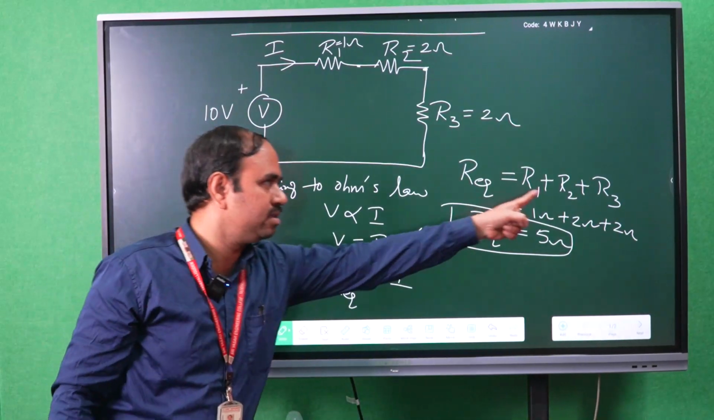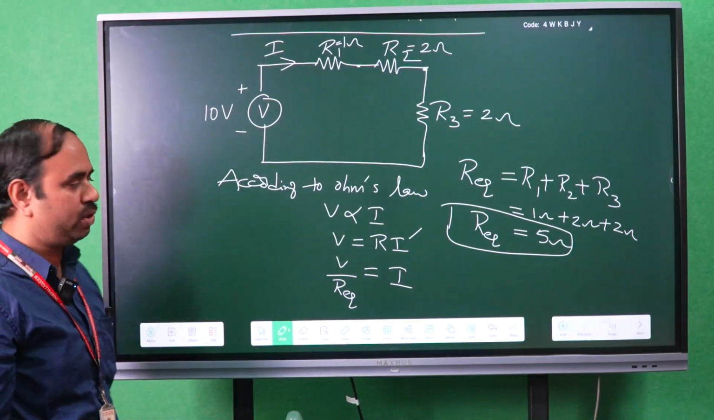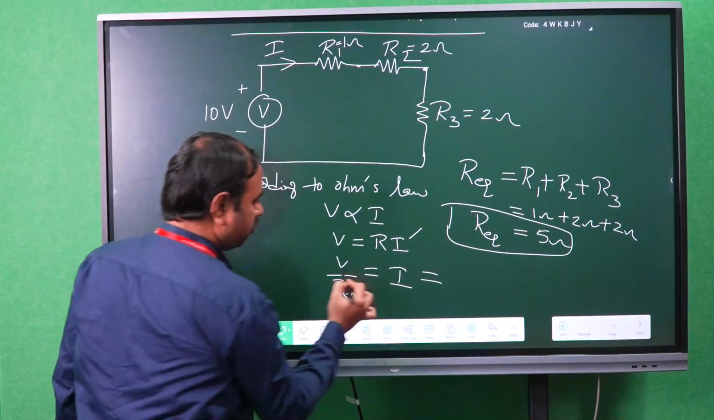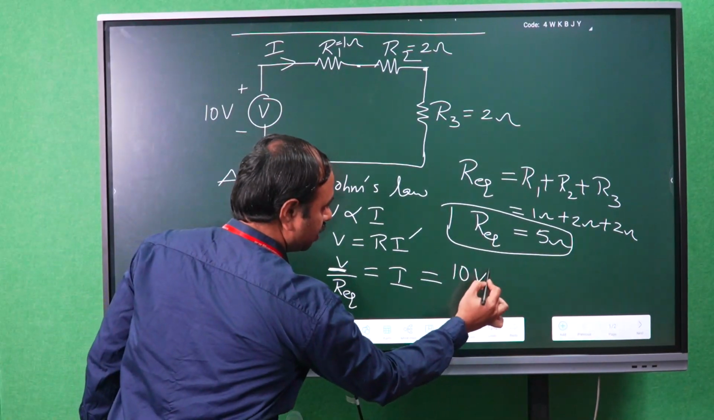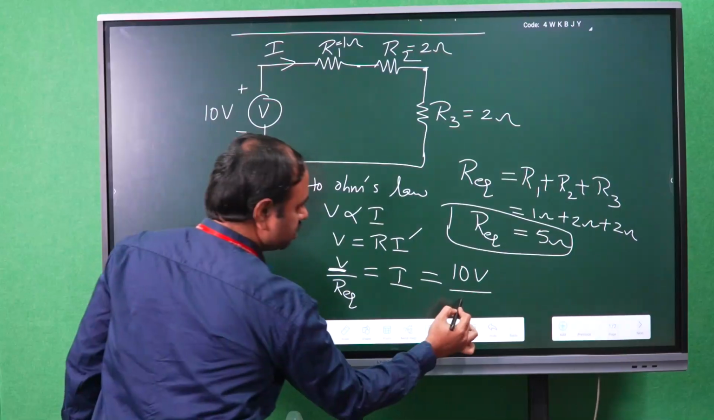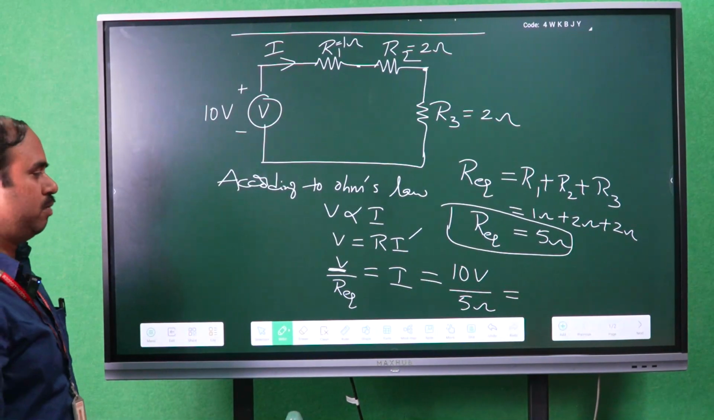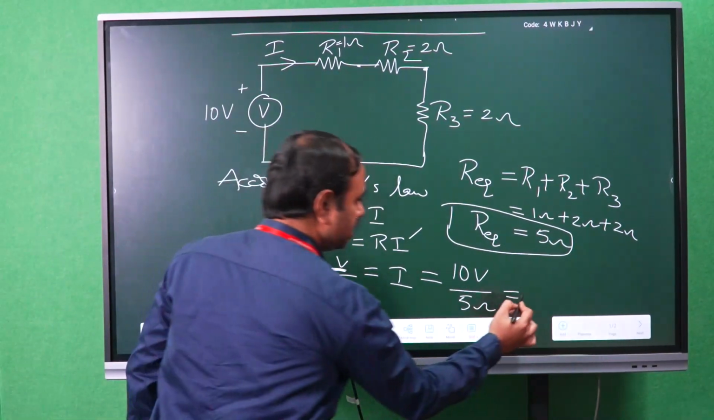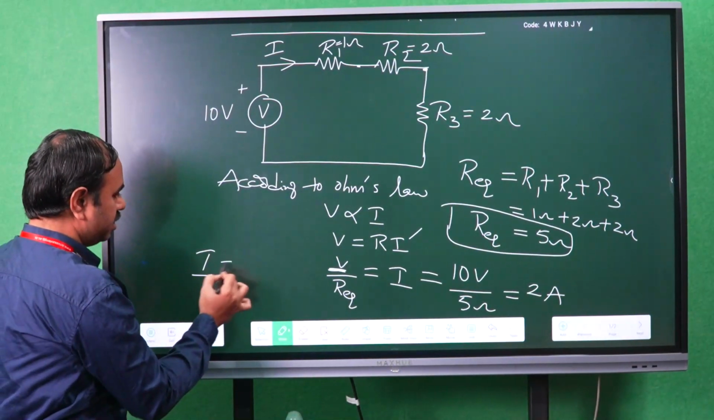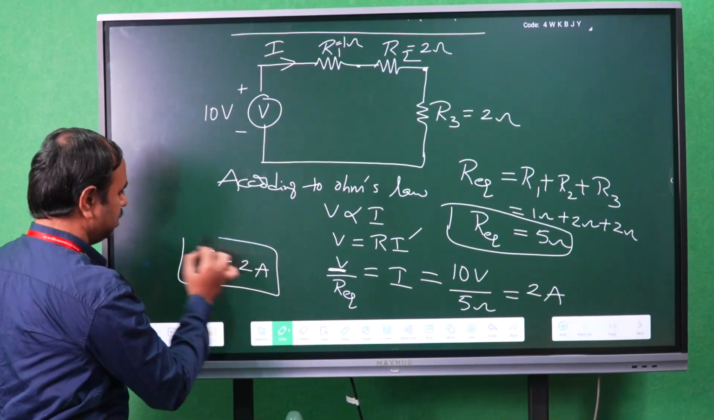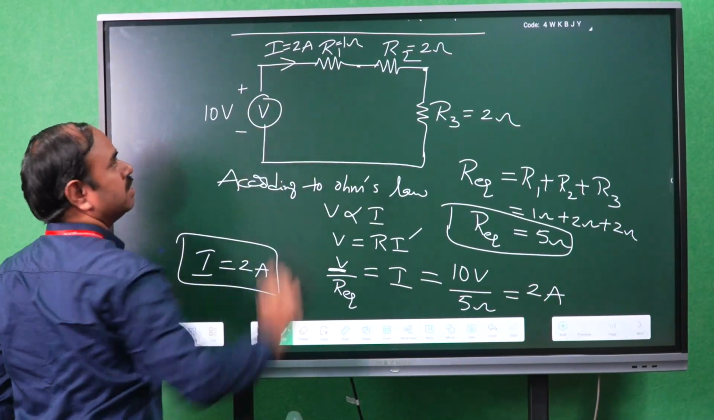So we calculate all the resistances, therefore it becomes R equivalent. Therefore V by R equivalent is equal to I. V means voltage source, that is 10 volts, by R equivalent, which is 5 ohms. So 10 volts by 5 ohms is equal to the current, that is 2 amperes. So the value of I is 2 amperes. The current flowing here is 2 amperes.